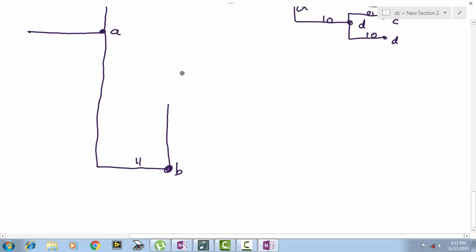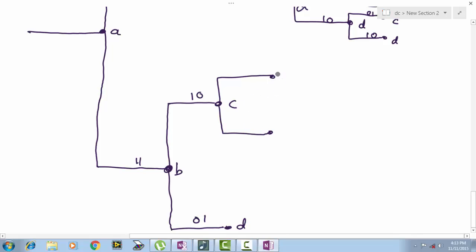Now when you are in B, when 0 comes, we'll move to C. When 1 comes, we'll move to D with outputs of 1 0 and 0 1. Now when you are in C, we move to A and B with outputs of 1 1 and 0 0. When you are in A, we move to A and B, which is 0 0 and 1 1.